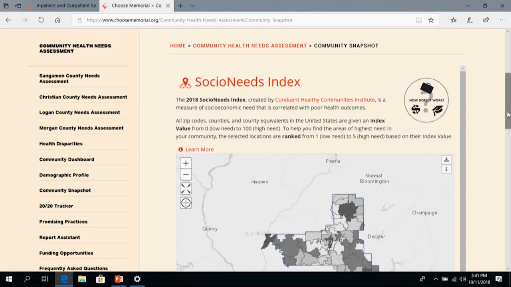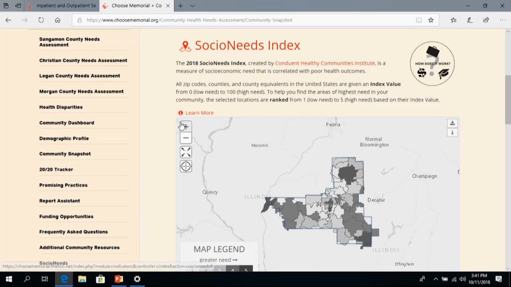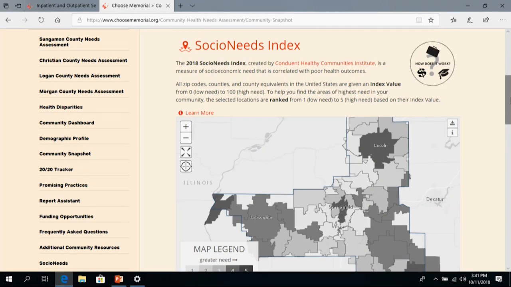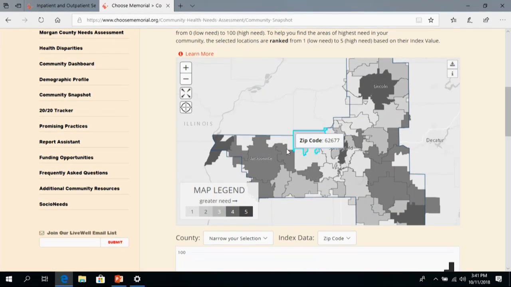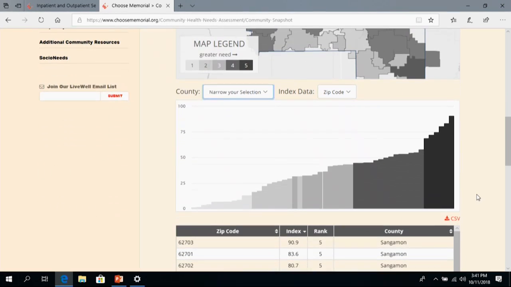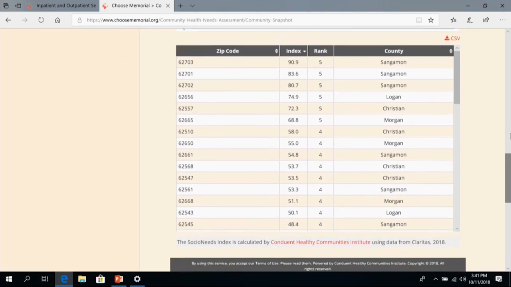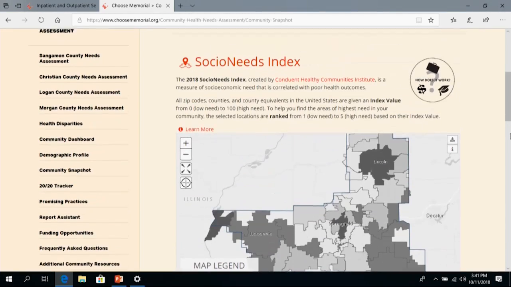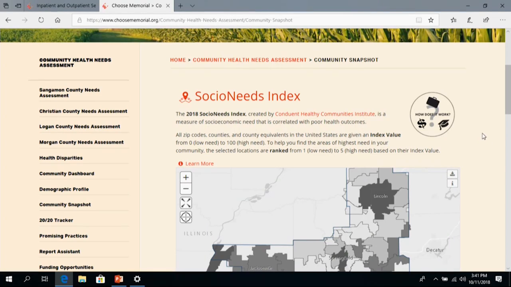So this is the map of our 4 counties where we have these zip code level data. So we have Morgan, Logan, Christian, and Springfield, Sangamon. So you can zero in and narrow your selection to 1 county. I can compare all 4 counties, and it ranks them from best to worst and gives me that ranking. And if you want a little bit more information, say, what was it that you said that was measuring? There's a box here.